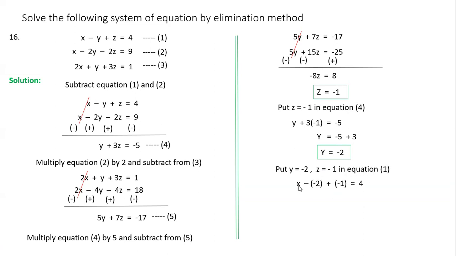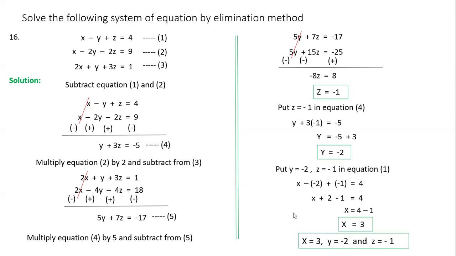What is equation 1? x minus minus 2 plus minus 1 is equal to 4. So it becomes minus minus plus, minus plus is minus, equal to 4. So x plus 2 minus 1 is 1. So 4 minus 1 is 3. x is equal to 3. So you have got the values of x, y, and z. If you are given three equations, this is the method. x is equal to 3, y is equal to minus 2, and z is equal to minus 1.